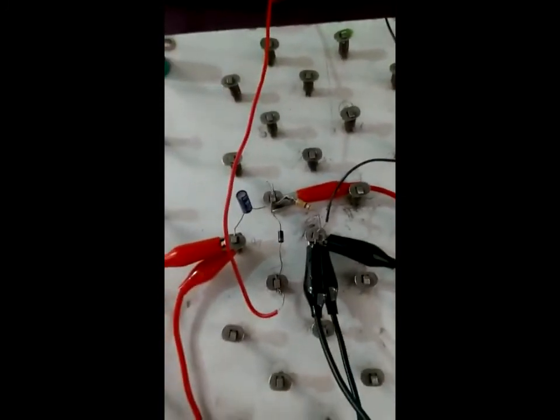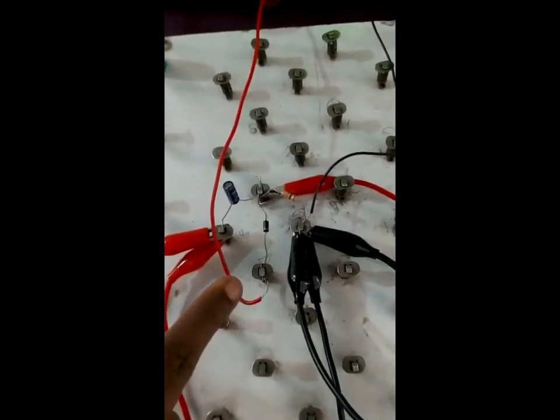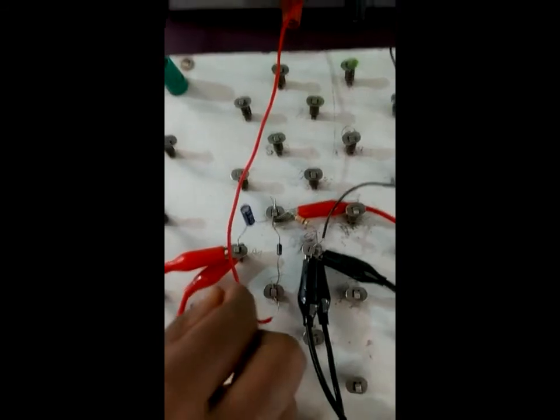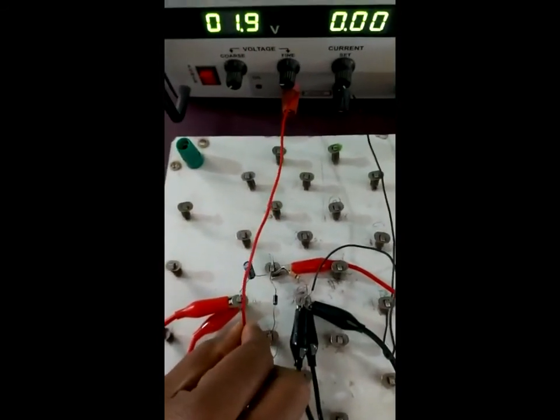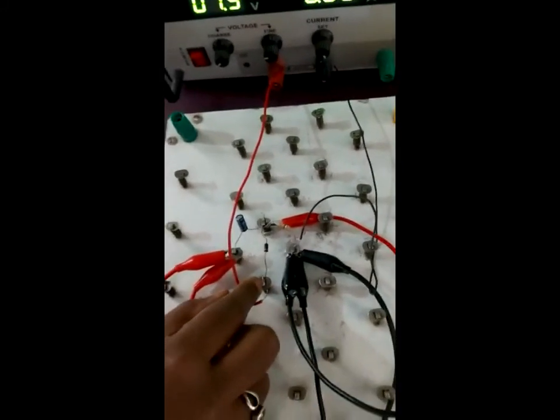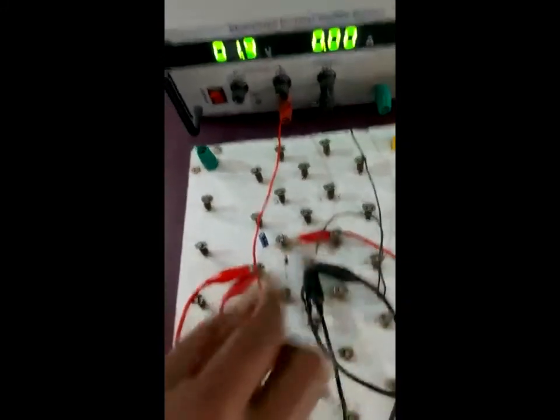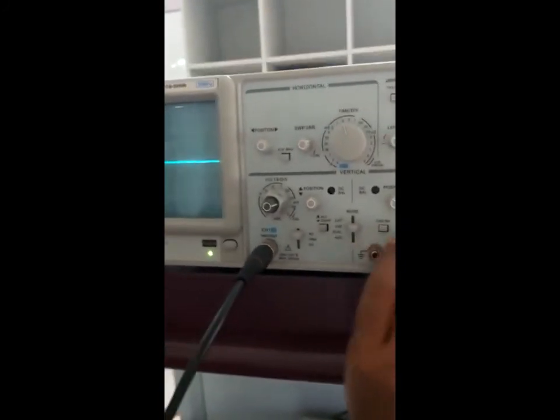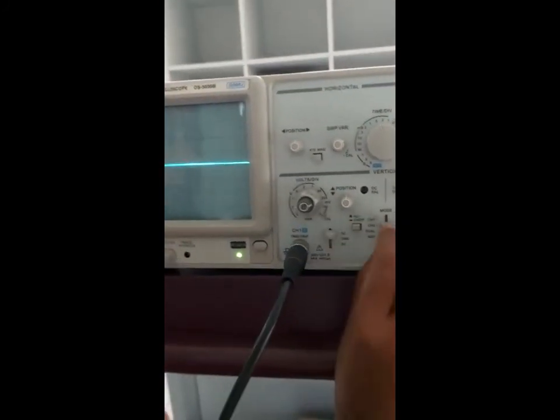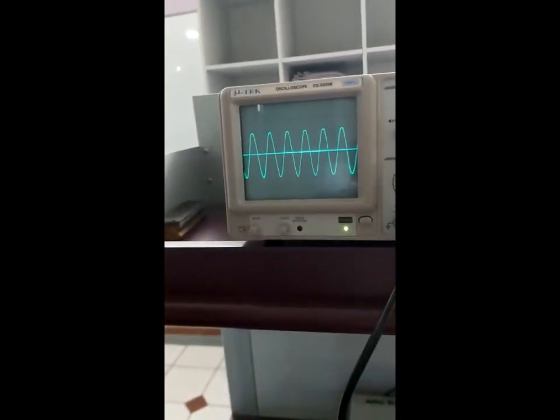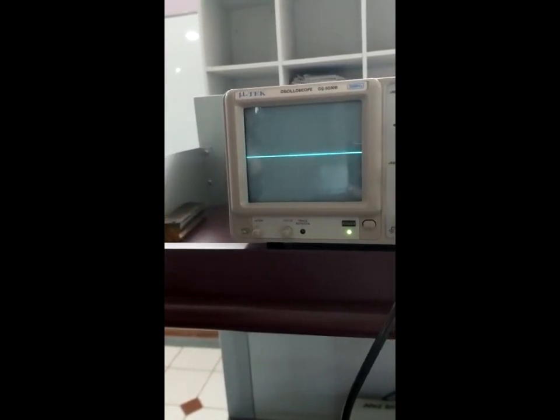We can infer that the polarity of the diode is changed and the polarity of the biasing voltage is changed. The positive is given to the diode and the negative is grounded. Now we can see the change in the output waveform. This is the input waveform. Now let us infer the output waveform.